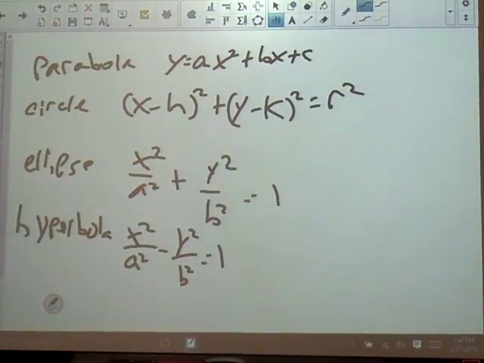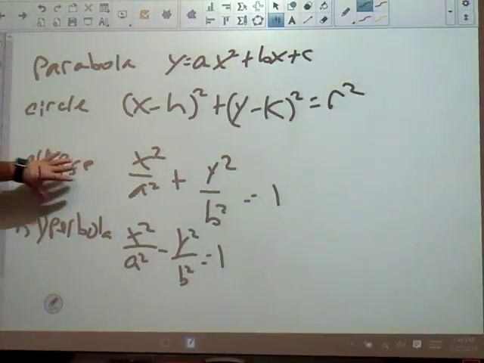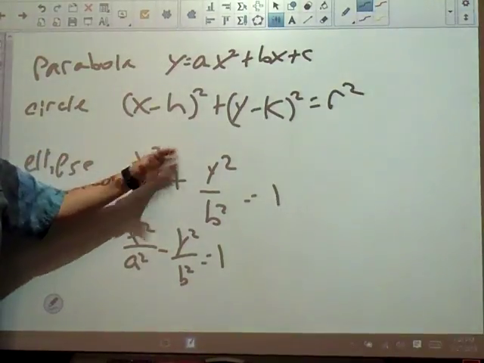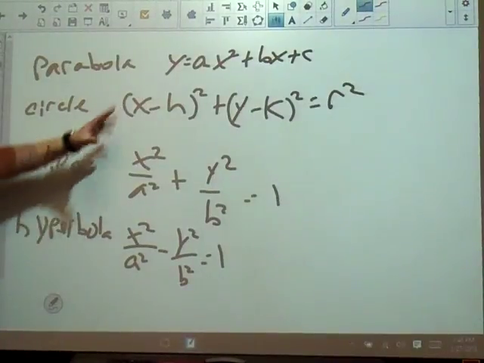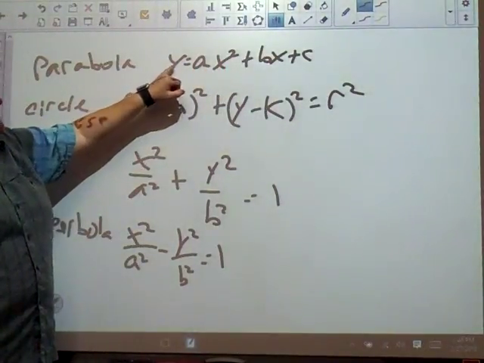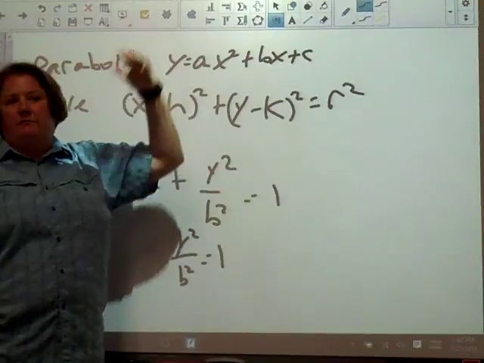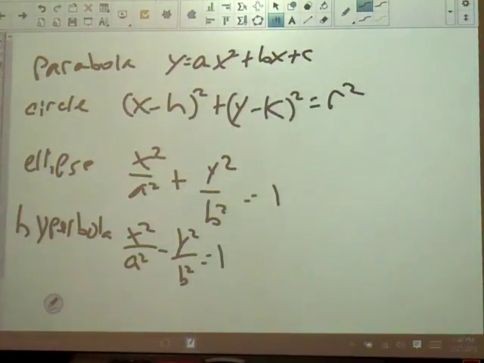Those aren't all of the different forms. I could flip-flop these and have a different type of ellipse. I could flip-flop these and have a different type of hyperbola. I could even make this be x equals ay squared and have a different type of parabola. But those are the normal standard forms of all those different conics. I told you that yesterday. I never knew what conics meant until just a couple of years ago. Anytime you're graphing a parabola, a circle, an ellipse, and a hyperbola, that's considered conics.